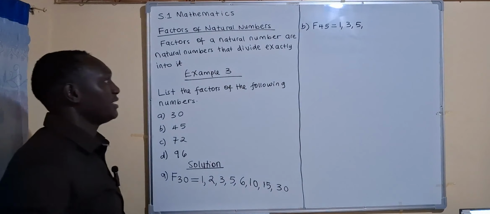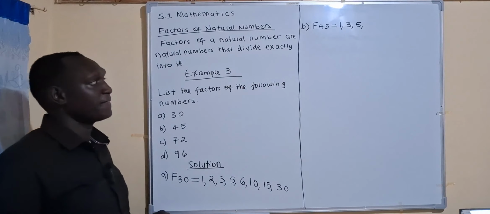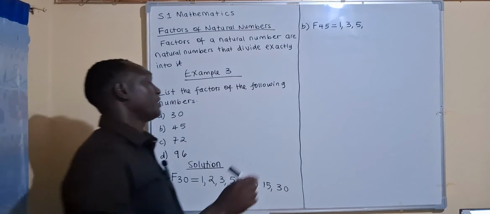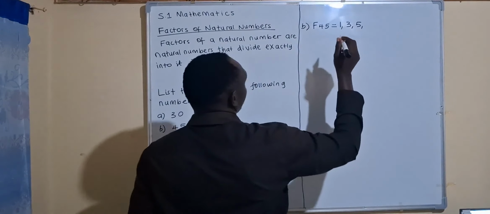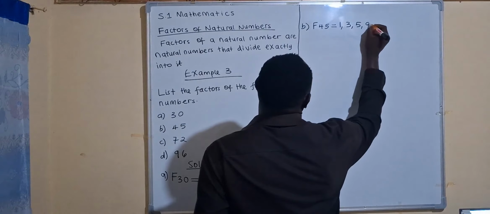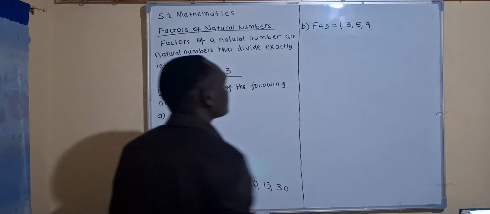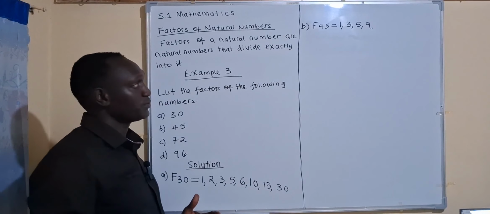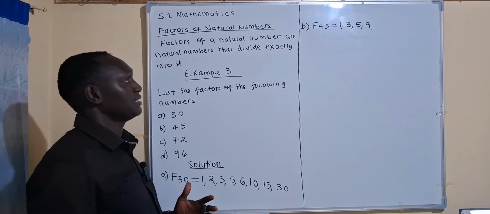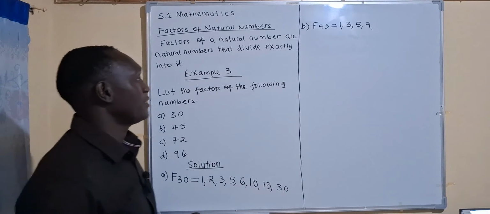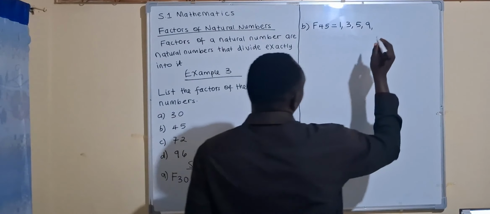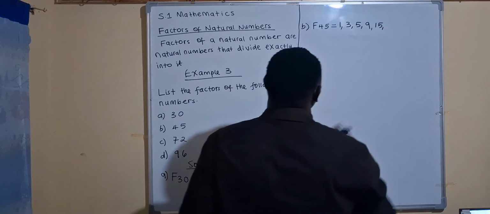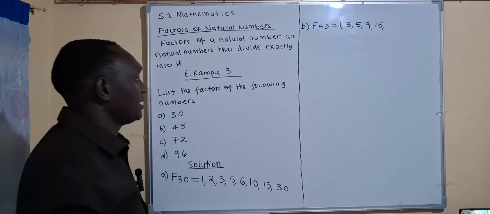6, there is a remainder. 7, there is a remainder. 8, there is a remainder. 9. 45 divided by 9, we get 5 and the remainder is 0. Therefore, 9 is a factor. 10, there is a remainder. 11, 12, 13, 14, 15. 15 is a factor because 45 divided by 15 it gives us 3 and the remainder is 0.